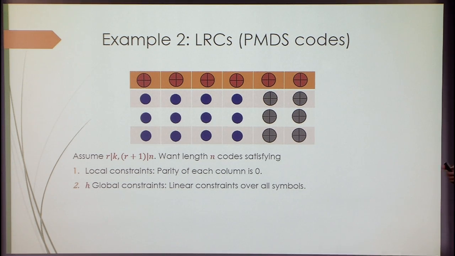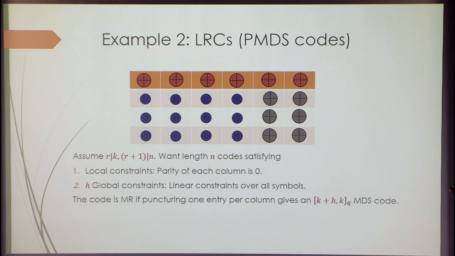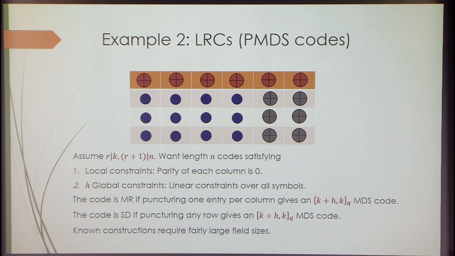So when is a code with this topology maximally recoverable? Well, here maximal recoverability is exactly what we've seen before. Puncturing 1 in each column leaves an MDS code. Right? The effect of puncturing 1 in each column, in effect, should be to just get rid of these locality constraints. And what you're left with should be an MDS code. So here, and SD is, maybe let me not say more about that. Here, the bottom line is that we know constructions, but they require fairly large field sizes.